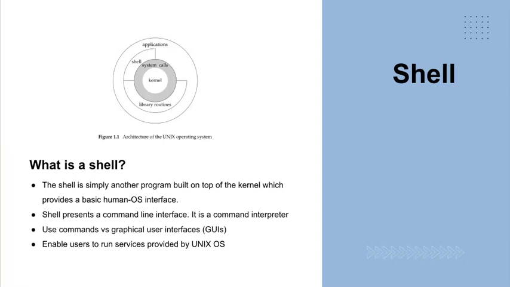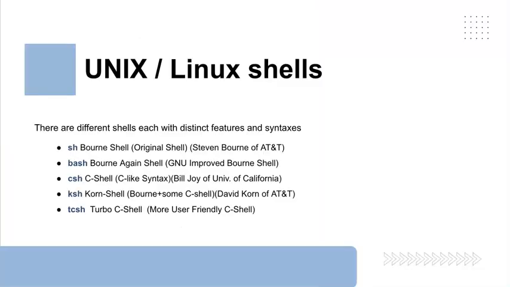So I just want to bring up that there are many different Unix and Linux shells, and these different shells have distinct features, and sometimes they use slightly different syntax. So here I'm listing a bunch of different shells. You don't need to know this in detail. It's just good to be aware that there are many different types of shells because they all have slightly different features to them.